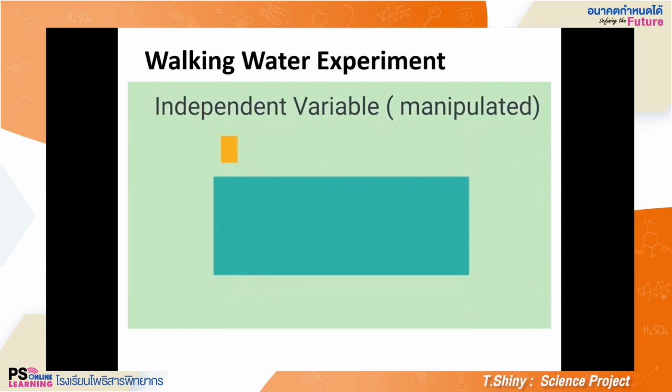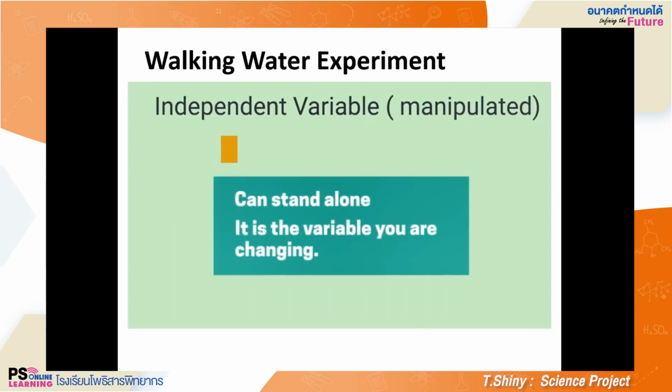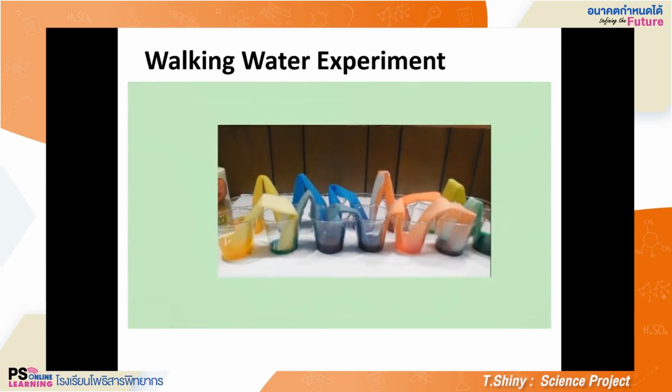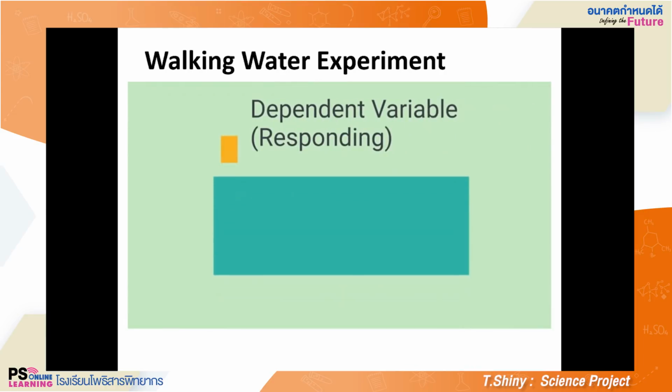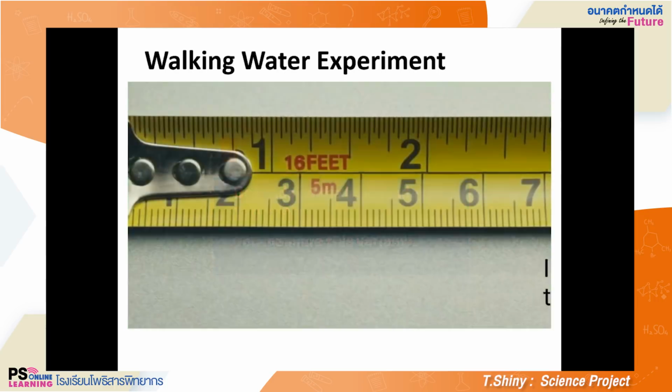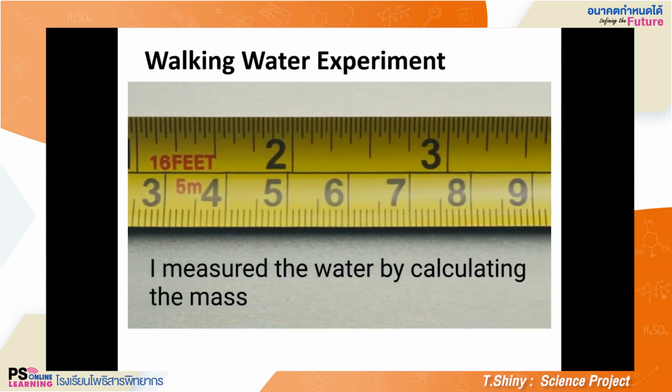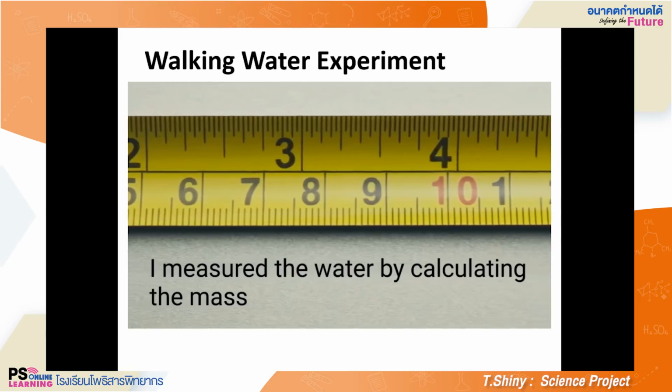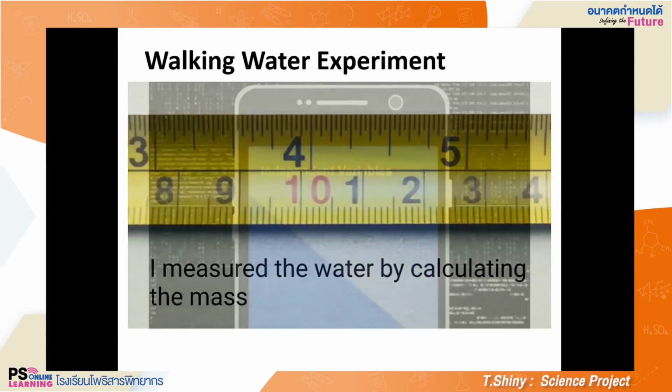So, in summary, the independent variable is the variable that can stand alone. It is the variable that you are changing. In walking water, you change the different types of water, either fresh or salt water. The dependent variable depends on the independent variable, and you measure this variable. You measure the amount of water that walked or traveled into the empty cup. That would be your dependent variable.